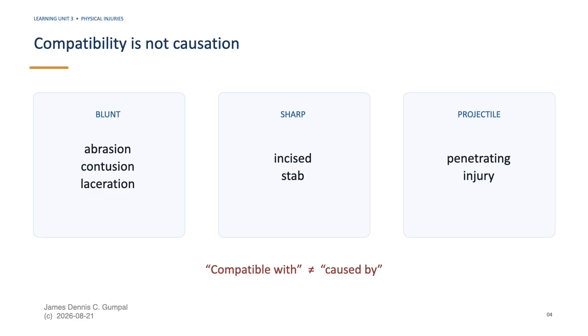A laceration may be compatible with a metal pipe, yet also with a fall against a hard edge. A stab wound may be compatible with a knife, but ordinarily cannot identify one particular knife by appearance alone. State alternatives when they remain medically reasonable.